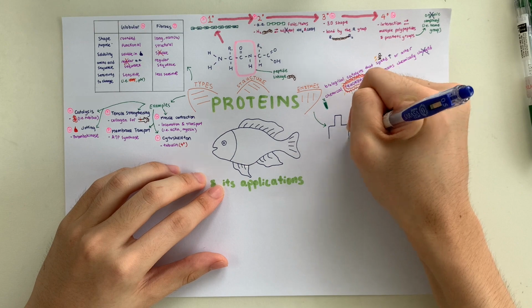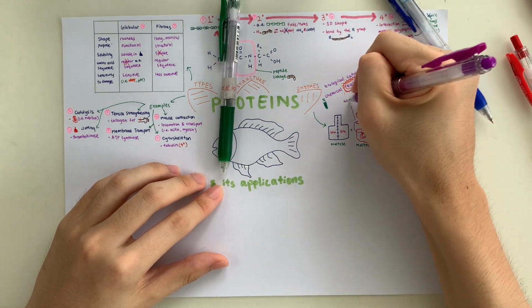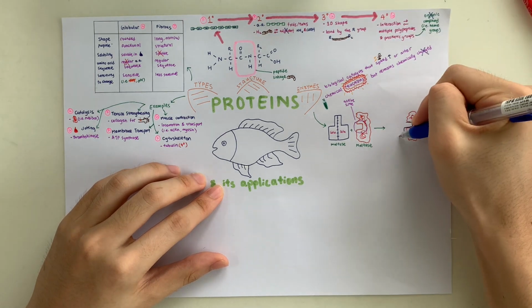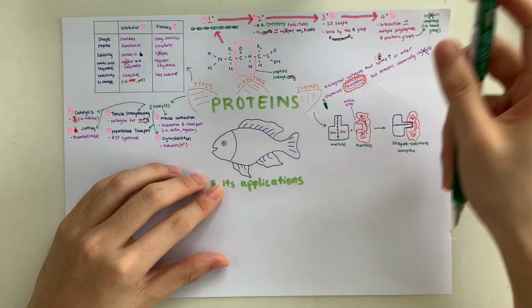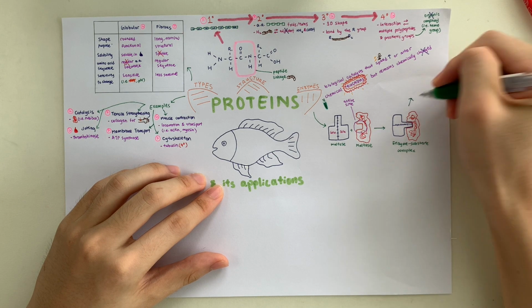Enzymes catalyze reactions using their active sites, where reactants, known as substrates, collide with the active site and bind to it to form an enzyme-substrate complex. Once formed, the enzyme can catalyze the reaction, in this case the breakdown of maltose to glucose.